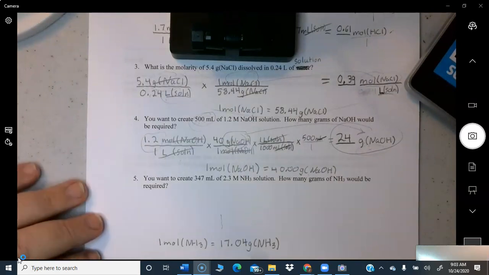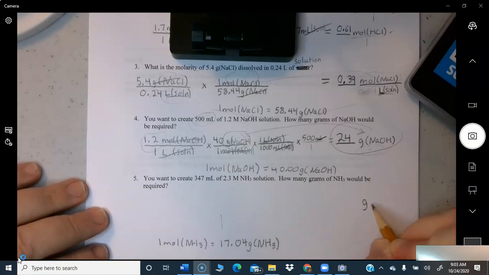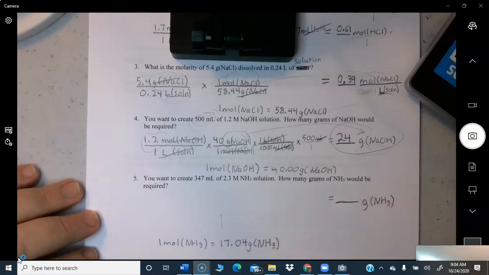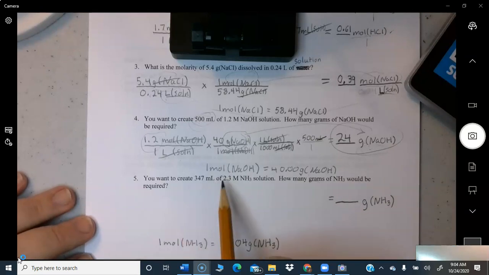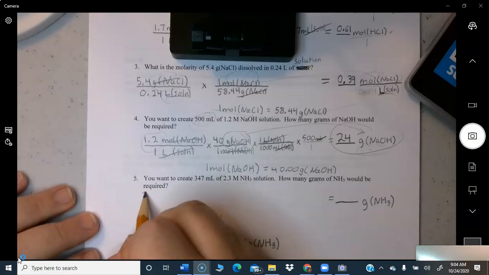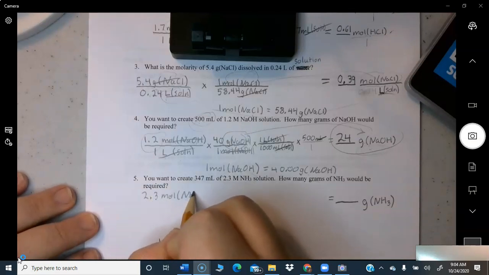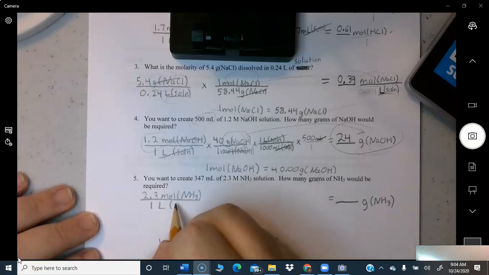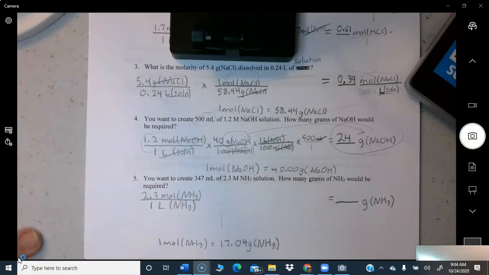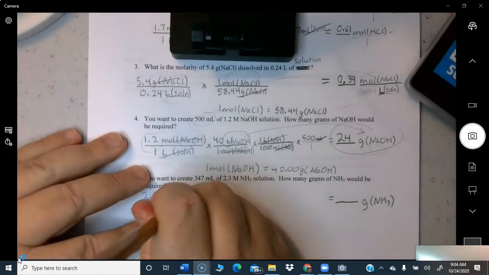Okay, almost off screen there. Let's do that. So how many grams of NH3 is what the question's asking for. So way over here. Okay, and what we're starting with is this. I think by now you can see we want to start with that. 2.3 molar, so that's 2.3. Okay, there you go. That's molarity. Moles per liter of NH3.